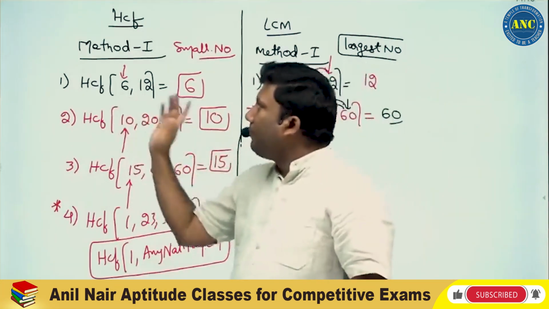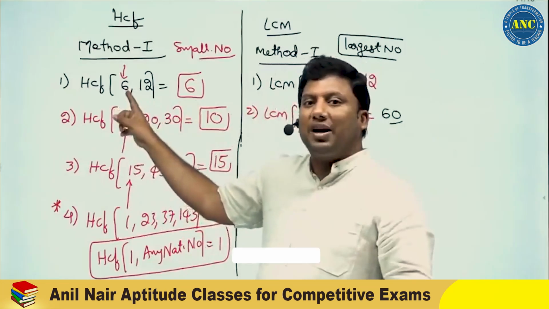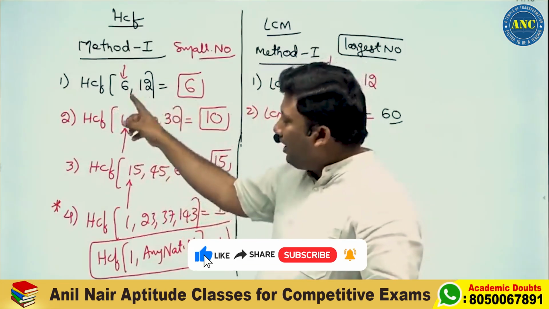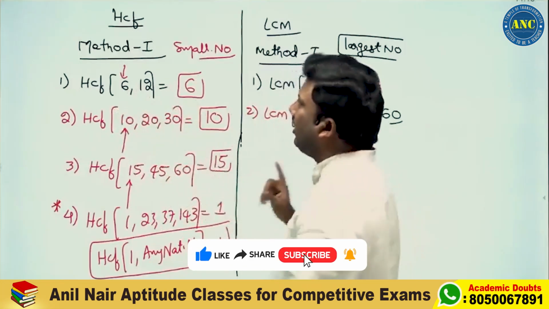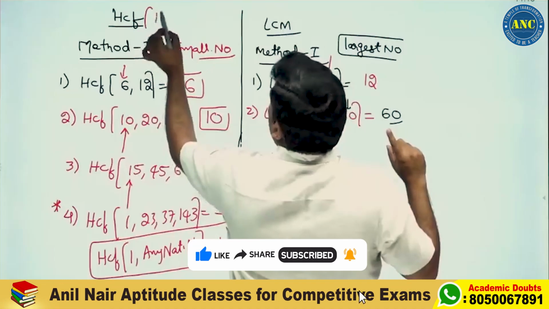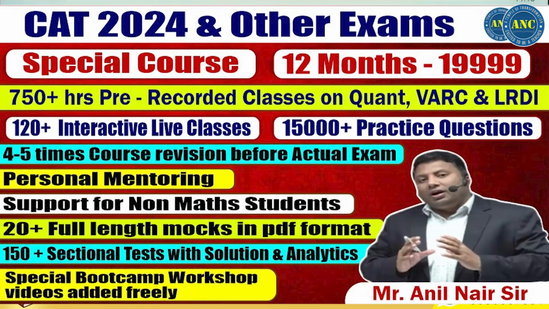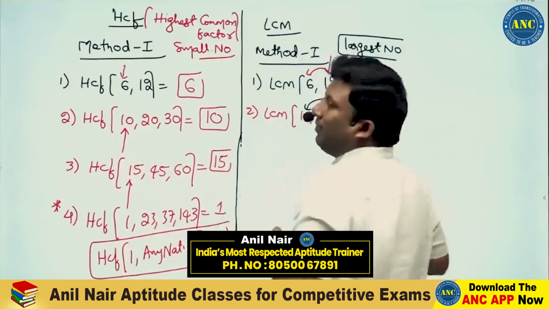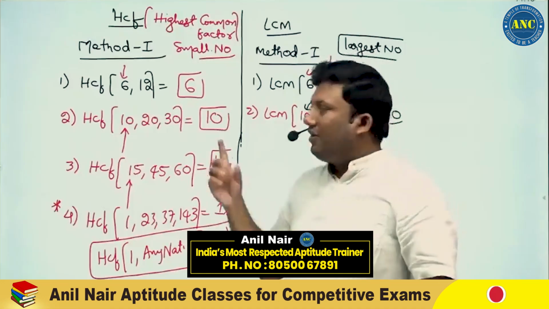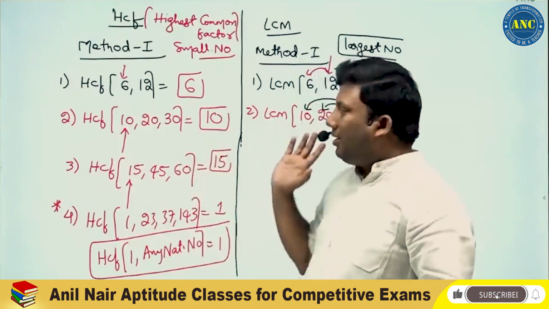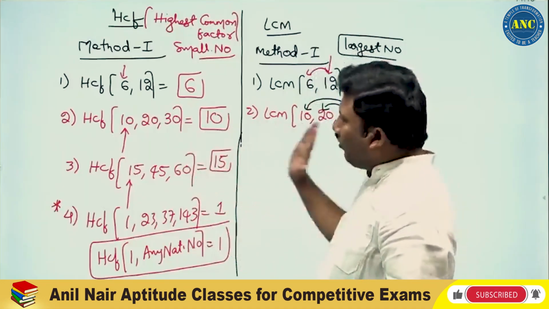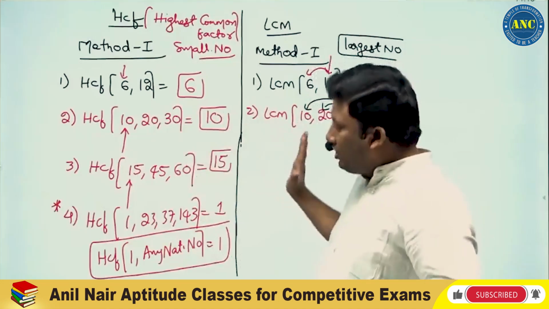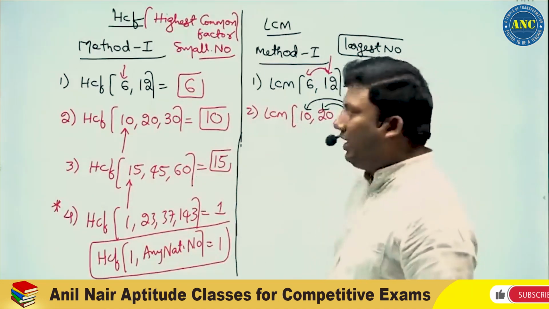In HCF, go for the smallest number. Check whether the smallest number is a factor of every other number. HCF is the highest common factor. A factor will always be less than or equivalent to the LCM. That is the reason in HCF I take the smallest, and in LCM I take the largest. Method 1, similarity between HCF and LCM. I hope it is clear.